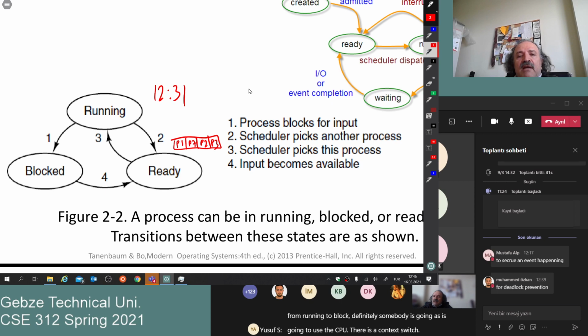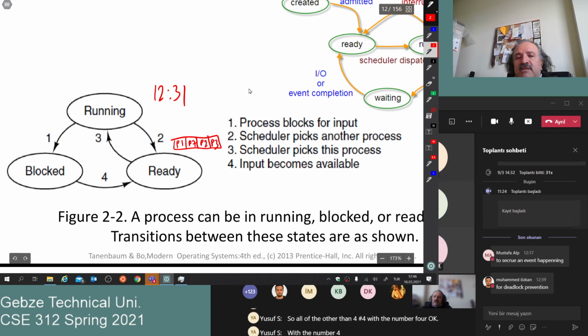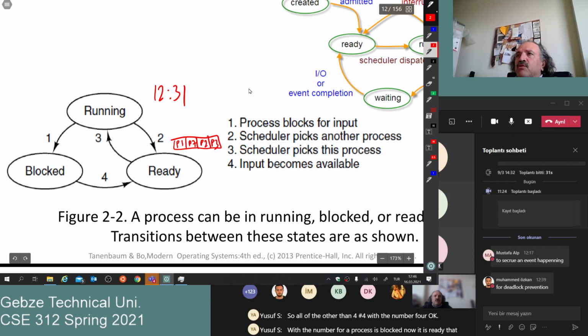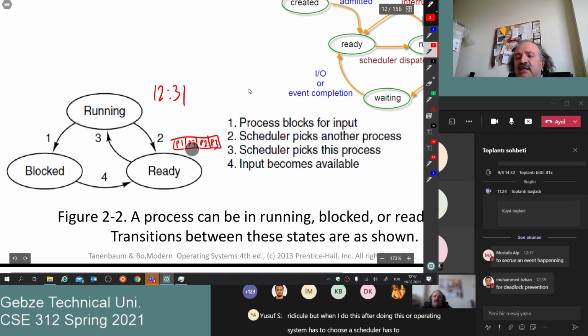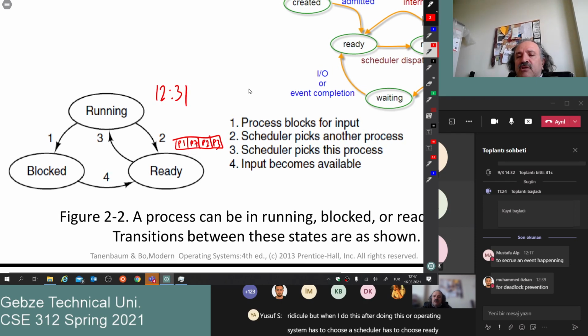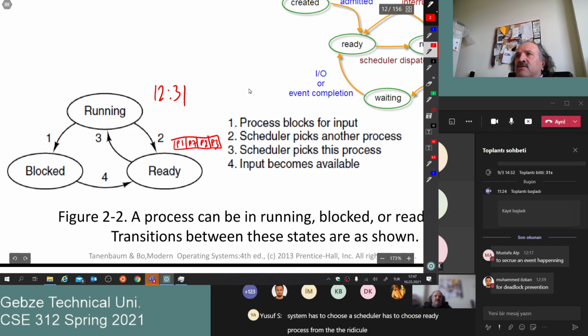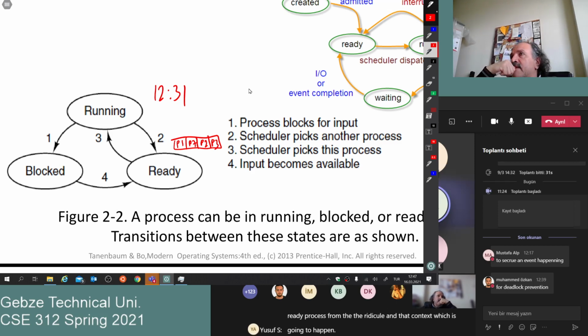So all of them, other than number 4. With number 4, a process is blocked and now it is ready. That process is not going to use the CPU right now. It is in the ready queue. But after doing this, of course, the operating system has to choose, a scheduler has to choose a ready process from the ready queue, and then a context switch is going to happen. Okay, thank you.